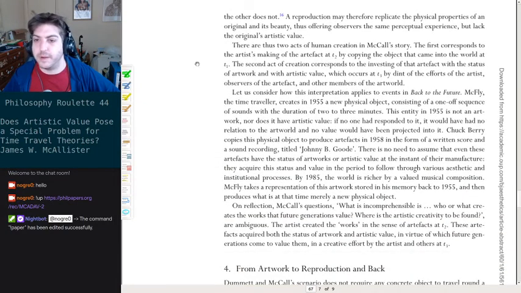There are thus two acts of human creation in McCall's story. The first corresponds to the artist making of the artifact at T2 by copying the object that came into the world at T1. The second act of creation corresponds to the investing of that artifact with the status of artwork with artistic value, which occurs at T3 by dint of the efforts of the artist, observers of the artifact, and other members of the art world.